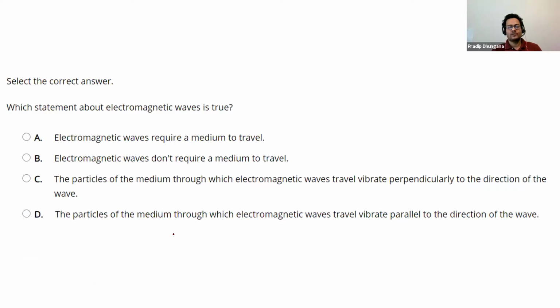The correct choice for this problem is electromagnetic waves don't require a medium to travel. That is the correct choice. And this one is wrong, and so is the one about vibrating the particles of the medium. Electromagnetic waves do not require a medium. So C and D are incorrect choices. The correct choice is B.